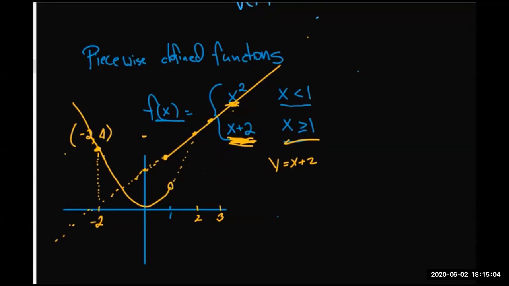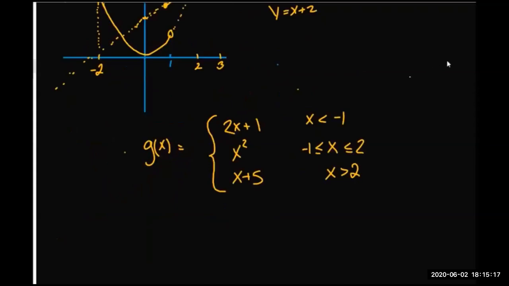So all of this is called a piecewise defined function. So actually we're not limited to just having 2 pieces. We could have as many pieces as we want. Like here we have 3 pieces.